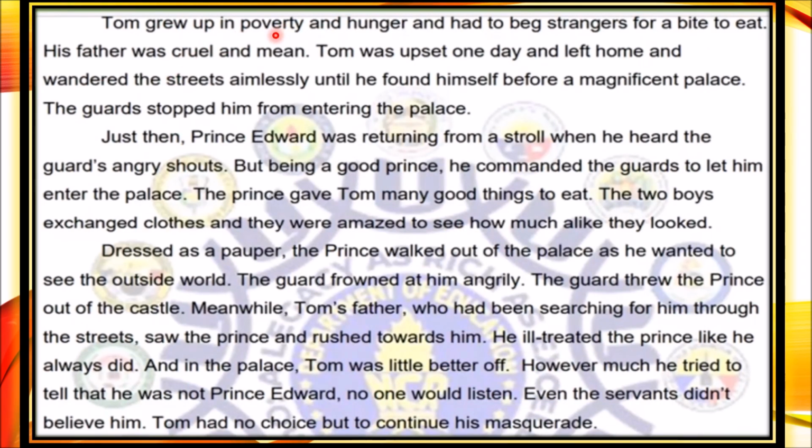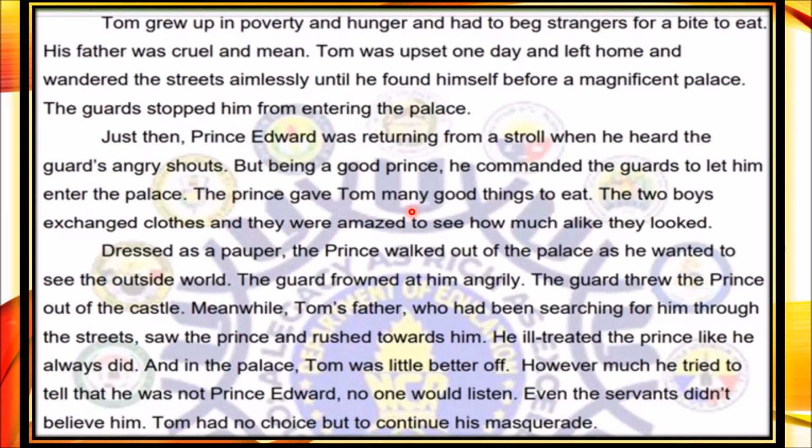Tom grew up in poverty and hunger and had to beg strangers for a bite to eat. His father was cruel and mean. Tom was upset one day and left home and wandered the streets aimlessly until he found himself before a magnificent palace. The guards stopped him from entering the palace. Just then, Prince Edward was returning from a stroll when he heard the guards' angry shouts. But being a good prince, he commanded the guards to let him enter the palace.